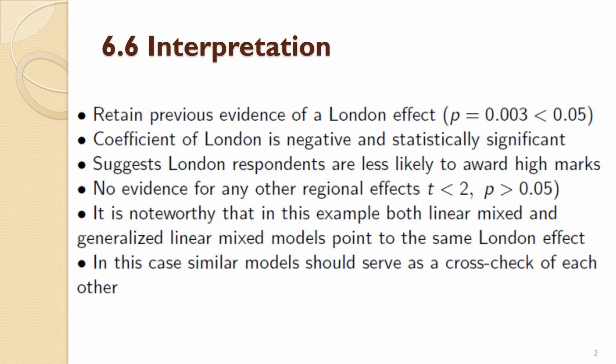So in terms of the interpretation then, we retain previous evidence of a London effect precisely because the p-value on the previous slide should be 0.0003 there, beg your pardon, but it's in any case less than 0.05, which is the main thing to look for on this module. So you write this down in the Queen's English the opposite way around to how you work it out. The coefficient of London is negative and statistically significant. So this suggests that London respondents are less likely to award high marks.